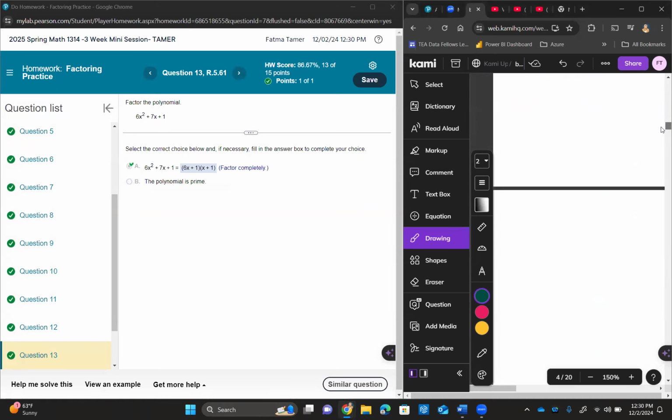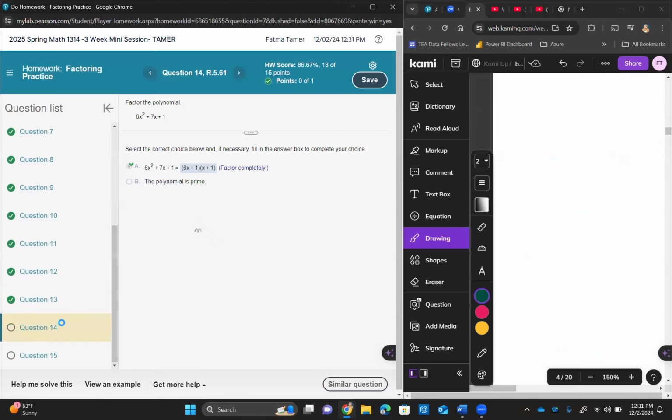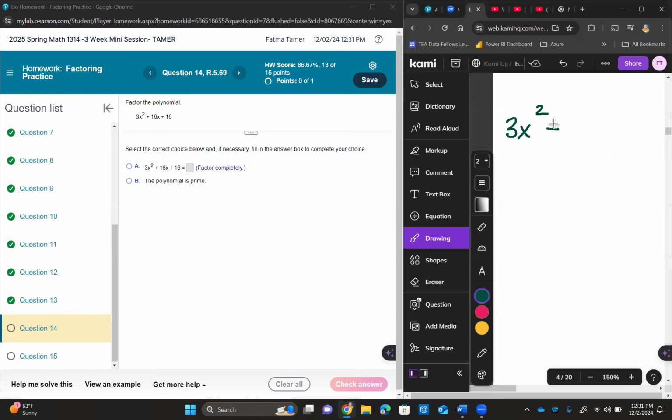For question 14, now I have 3x squared plus 16x plus 16. And we need to factor this. Again, we're just going to try different combinations to find what we need. I'm going to focus on this. This is easy this time because there's only one option, 3x and 1x. When I multiply them, their product is 3x squared.